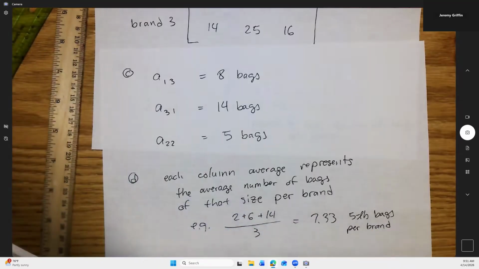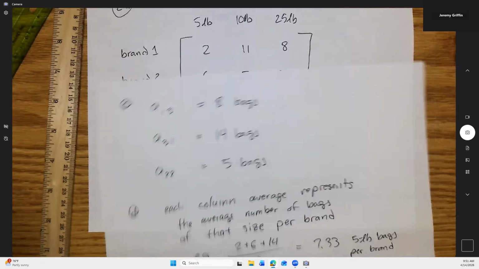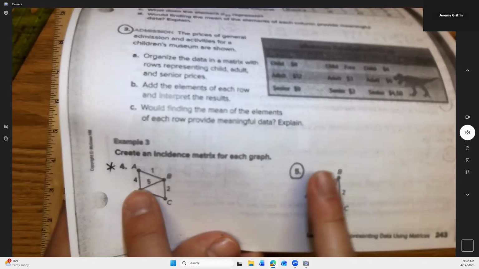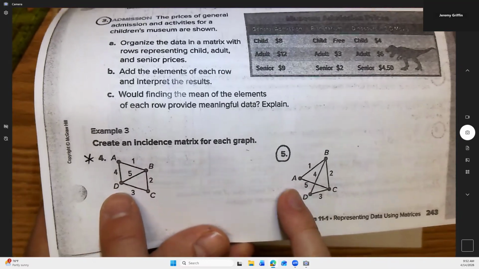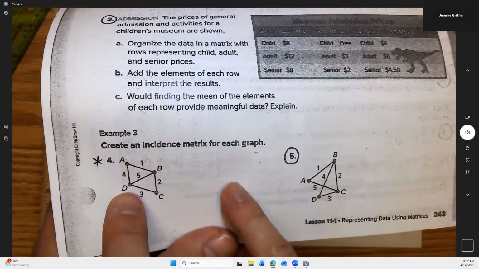All right, so guys, we saw looking at different metrics within different cities. We're looking at different bags of pet food on the shelf. Right, you guys ready for something a little more abstract? I got two down here. I'm assigning you guys number 5, and we're going to do number 4 for notes, but they're really similar to each other. Okay. Create an incidence matrix for each graph.